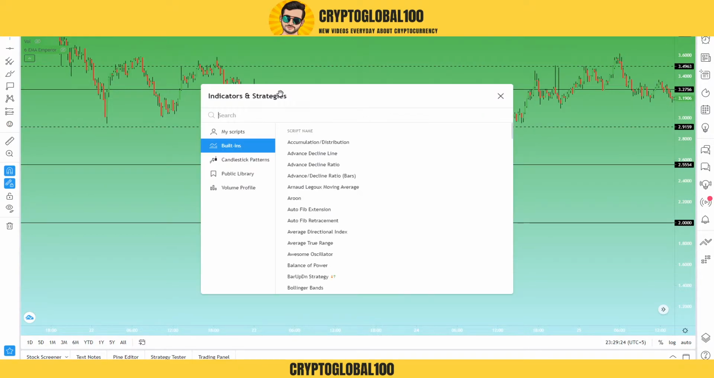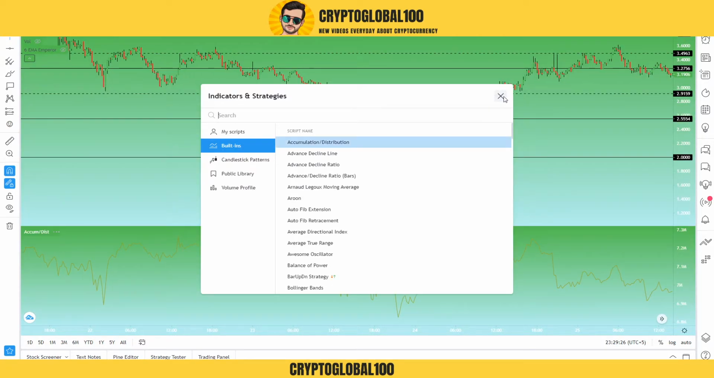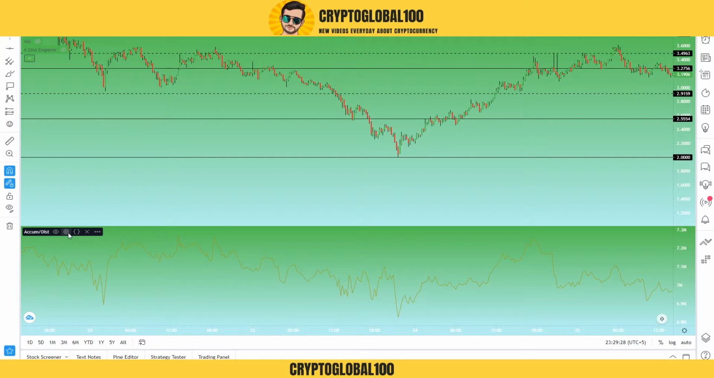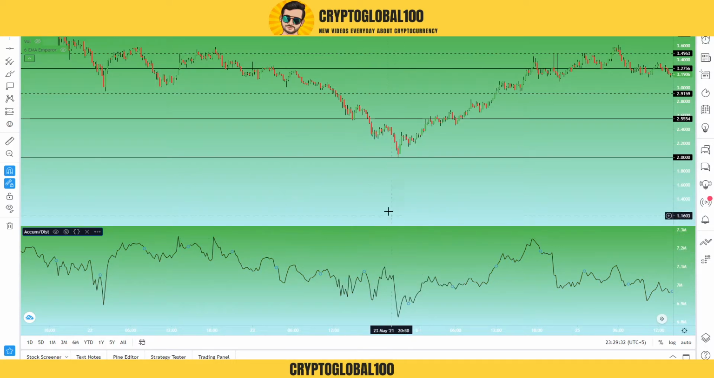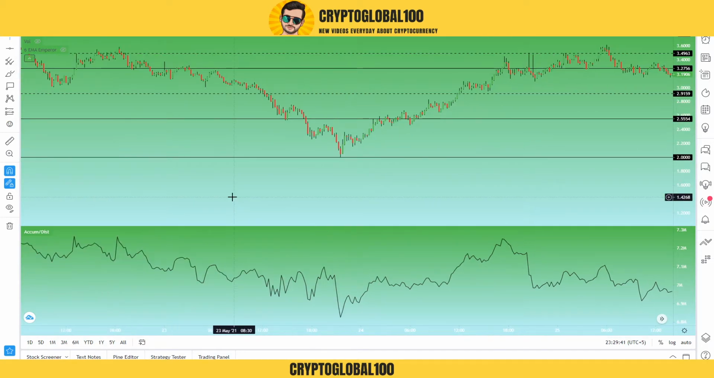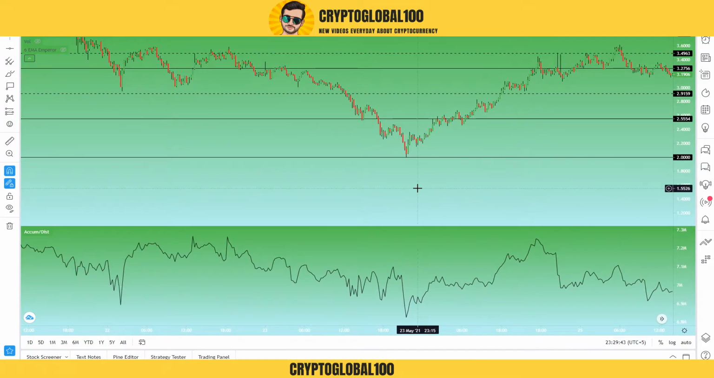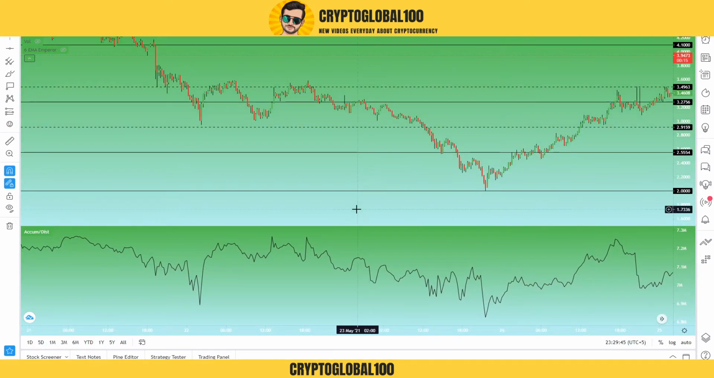Now go to the indicators, apply the accumulation distribution indicator. I'm gonna make it black so you guys can easily see this one. Okay, now this is the black one. Now what do we have to look for? We have to look for the divergences. As you can see, this is the short time frame, you can do scalp on it. So always look first for the price action.